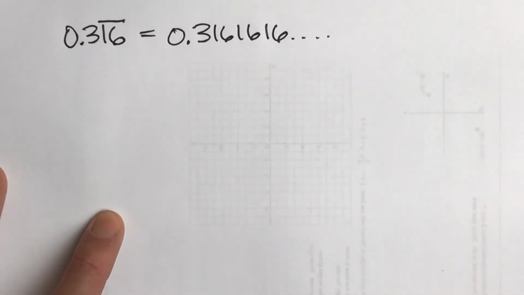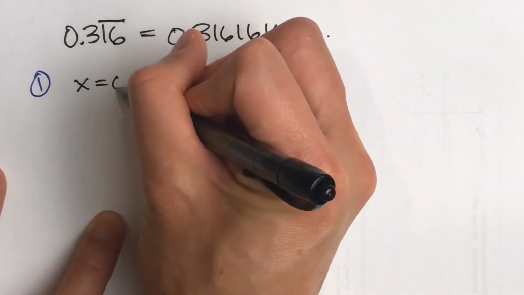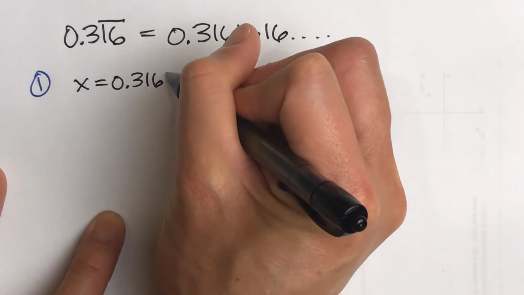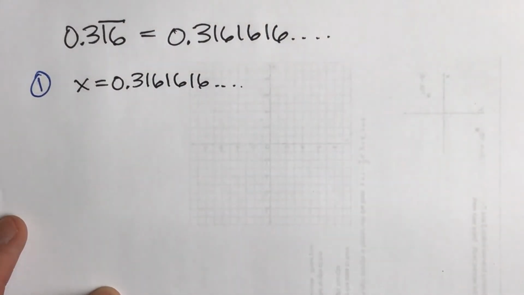Okay, so let's go through the steps. Step 1, set x equal to the number. x is equal to 0.3161616... Okay, step 1 done.